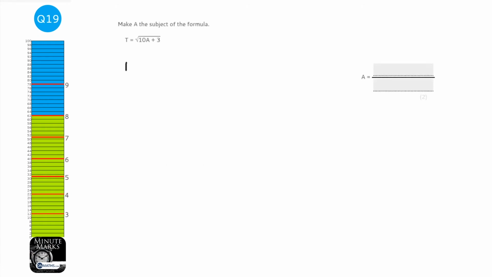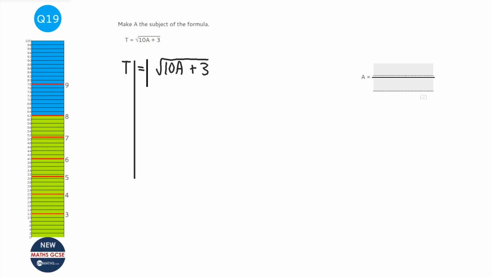Okay, I'm just going to write this out to make it a bit bigger. Now we're asked to make A the subject, which means we want A equals. So I'm going to put my lines down. The first thing I need to do is get rid of that square root, because the right hand side is all trapped in that square root. So what I'm going to do is square both sides.